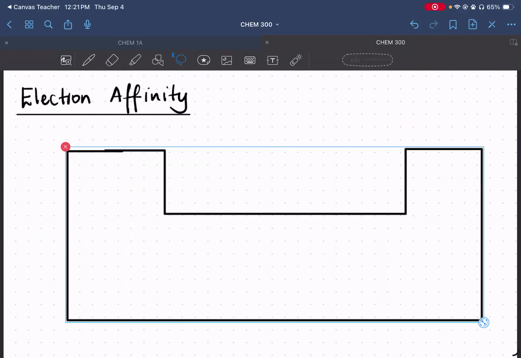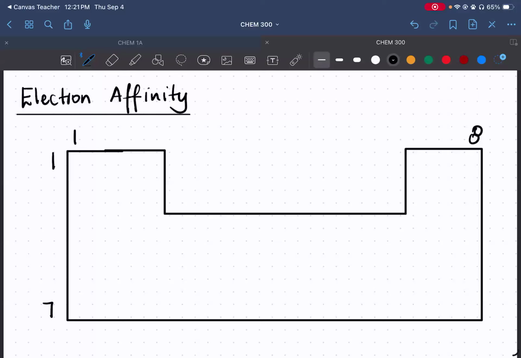Next up is electron affinity. Redrawing our periodic table, putting on our fictitious groups just so we can scale them 1 to 7. Already putting the arrow on so I can get ahead of myself. Let me change that to a different color. Electron affinity is the energy released when an electron is gained.